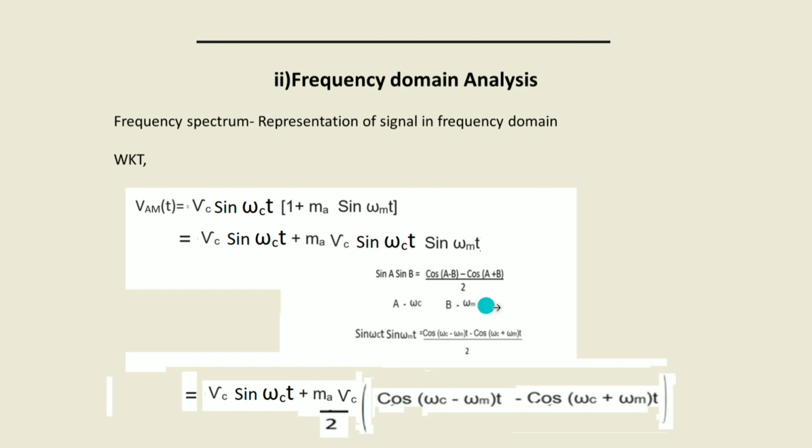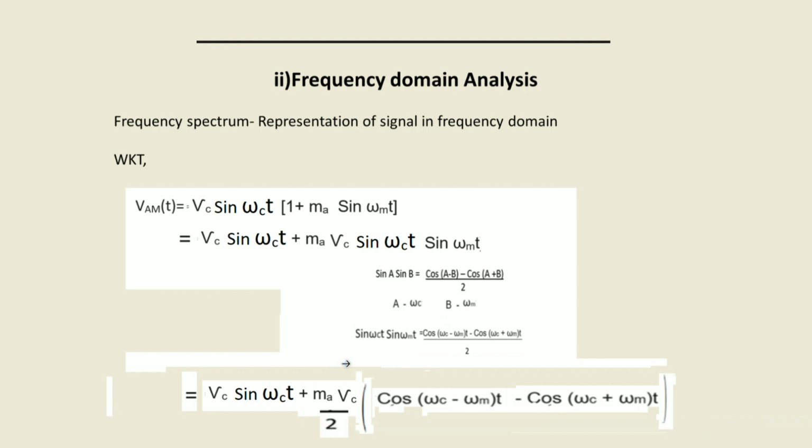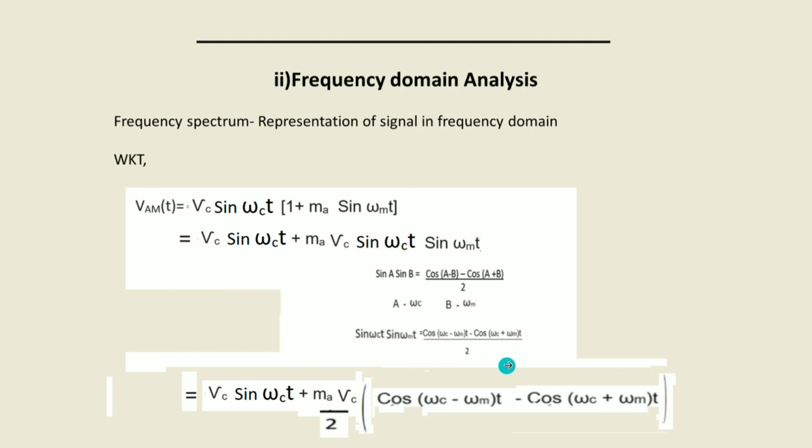After applying the mathematical formula, we will get Vam of t is equal to Vc sin omega ct plus Ma Vc, taking 2 outside, into cos(omega c minus omega m)t minus cos(omega c plus omega m)t.